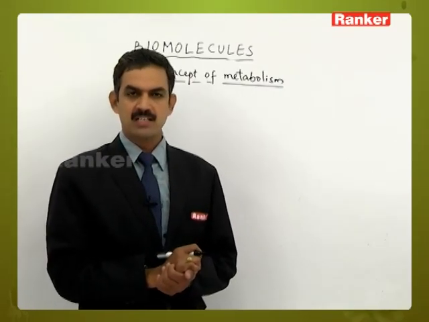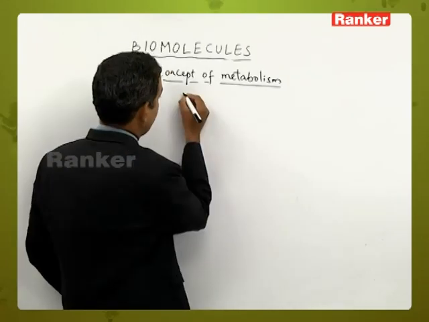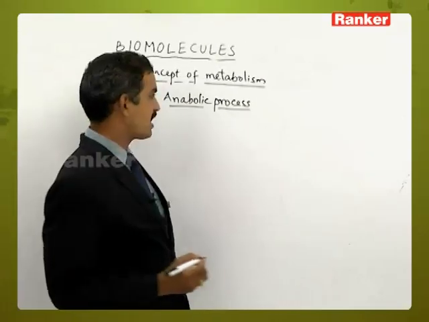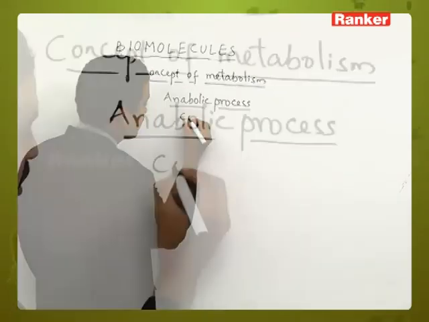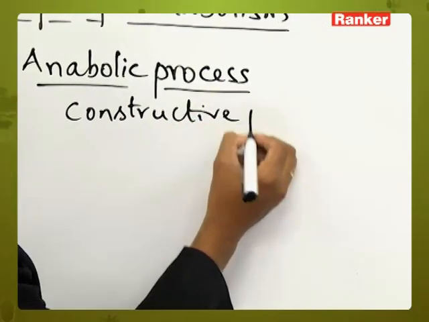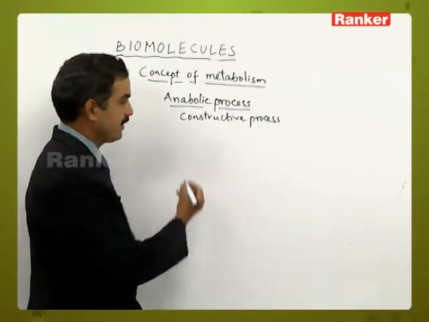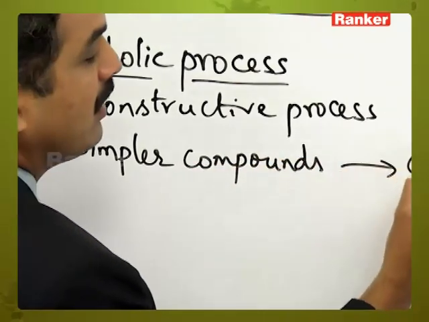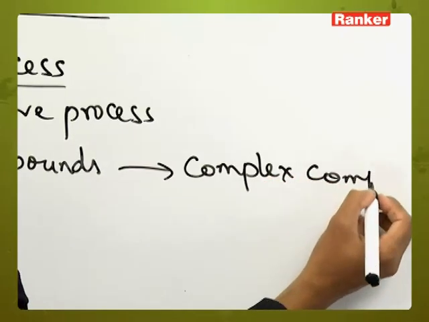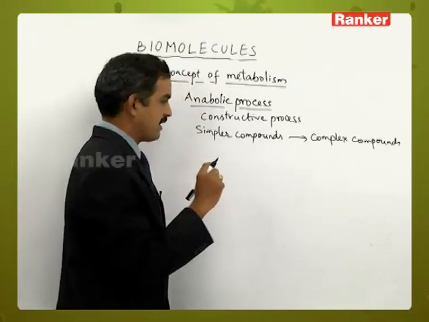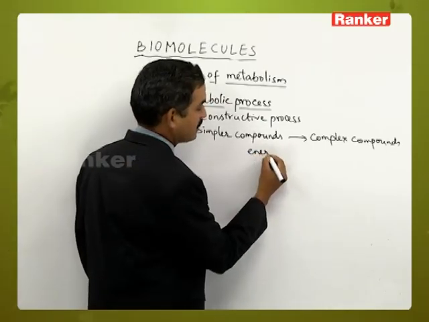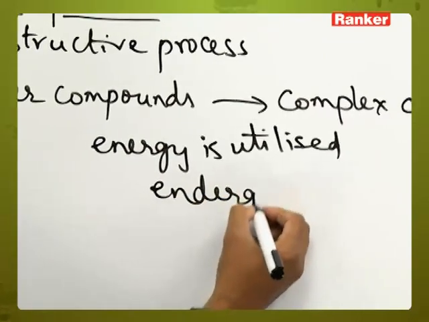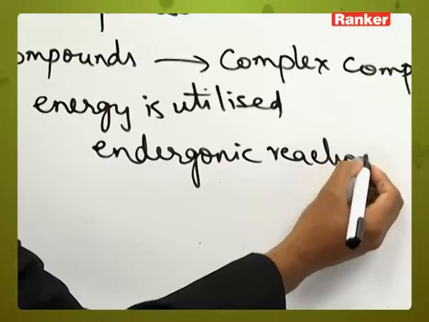In metabolism, we can say that two types of processes are there. One is called anabolism or the anabolic process, and the other is called catabolism or the catabolic process. Let's start with the anabolic process or anabolism. We call this a constructive process. Why is it called a constructive process? Here simpler compounds or simpler substrate molecules are converted into complex compounds. For conversion of simpler compounds into complex compounds, energy is utilized. As the energy is utilized, we call it an endergonic reaction.